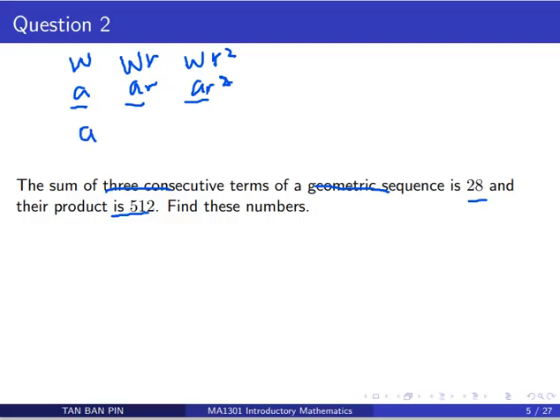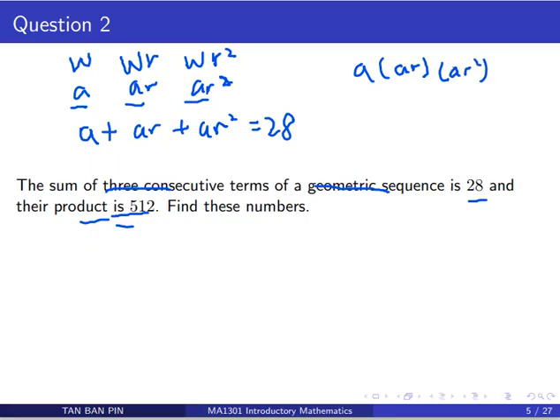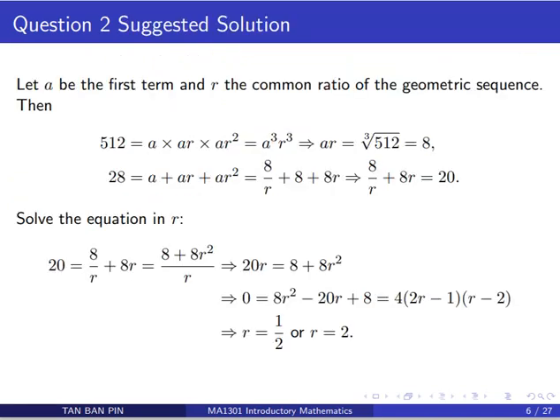So we are given the sum is 28, so it's A plus AR plus AR squared is 28. And you're given the product is 512, so that means it's A times AR times AR squared is 512. Okay, so that's how you get 512: A, AR, AR squared multiplied together. These three terms multiplied together give you A cube R cube. So A cube R cube is 512.